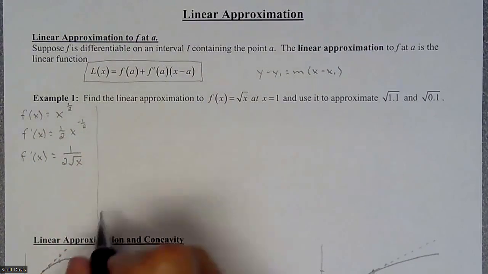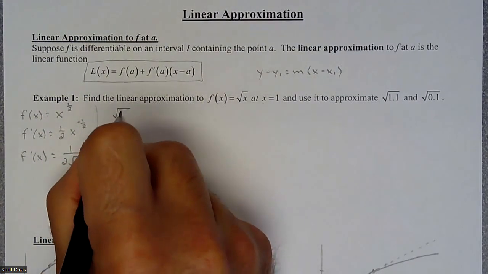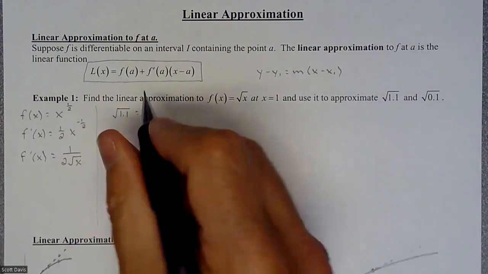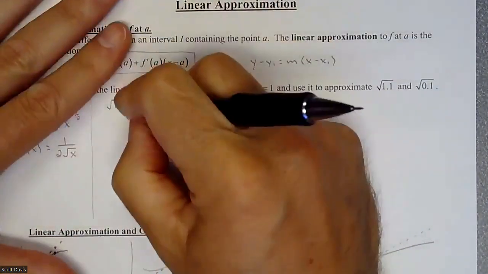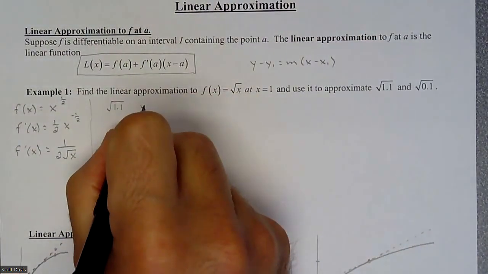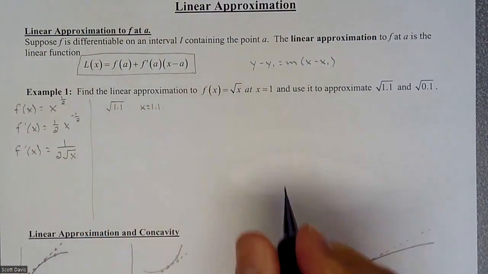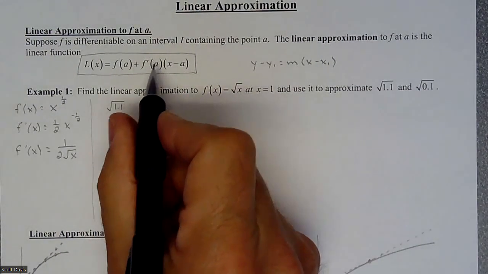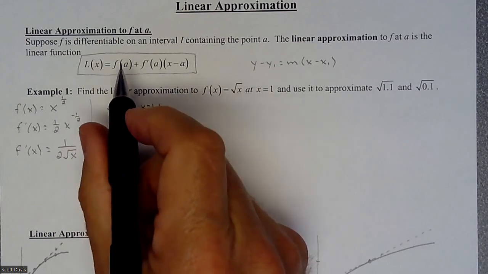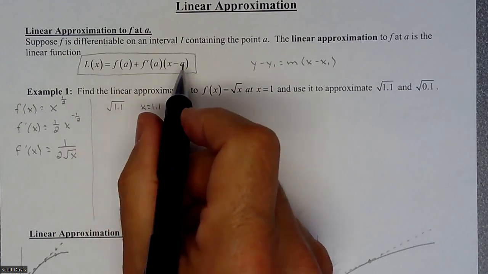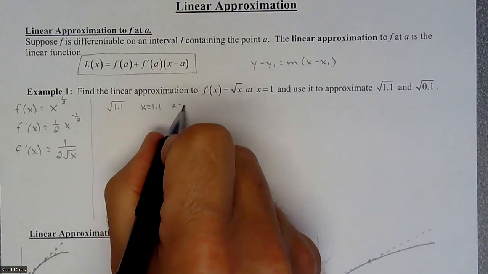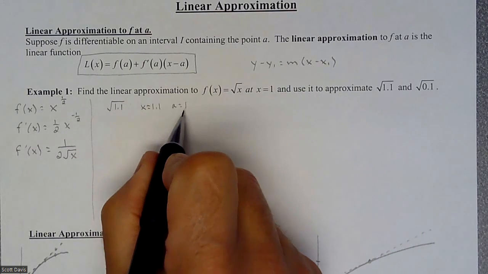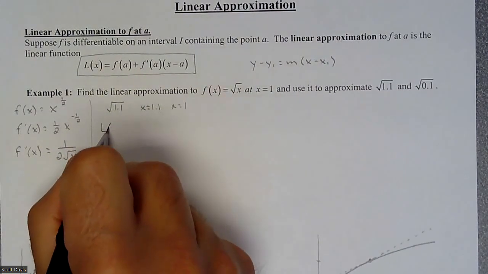So let's do a little bit of math here. We are trying to estimate the square root of 1.1, and that's actually our x value that we're going to be using. Let me rewrite that. Our x value is going to be the 1.1. That is what we're going to be plugging into this formula. Our nice value that we're going to plug in to get a nice y value and a nice slope is going to be the close value to 1.1 that we can actually square root.